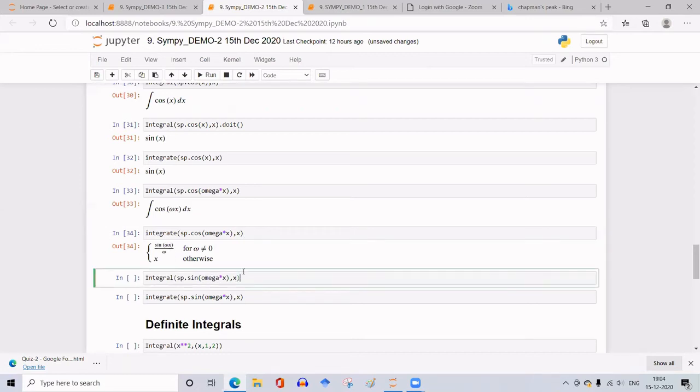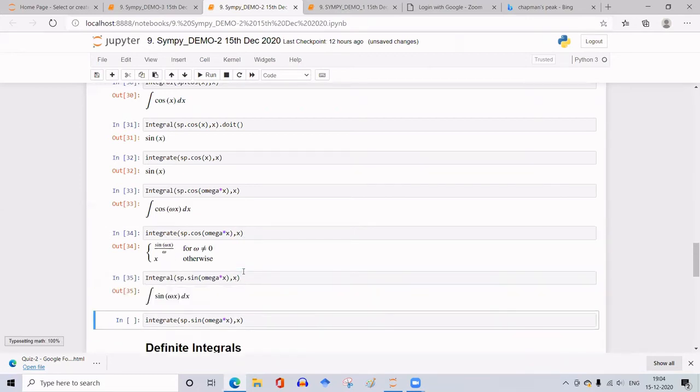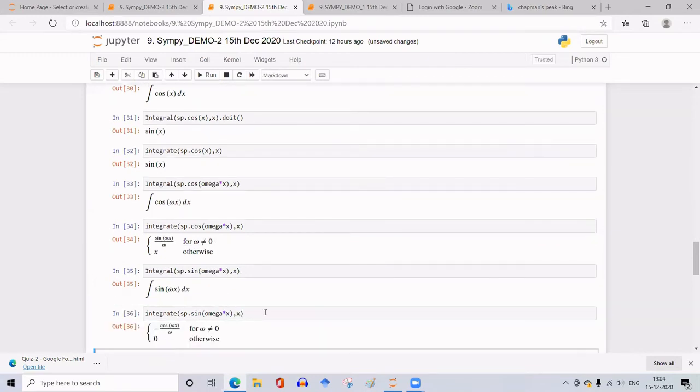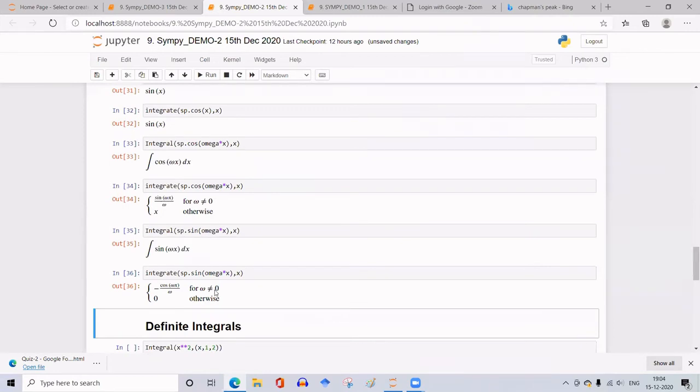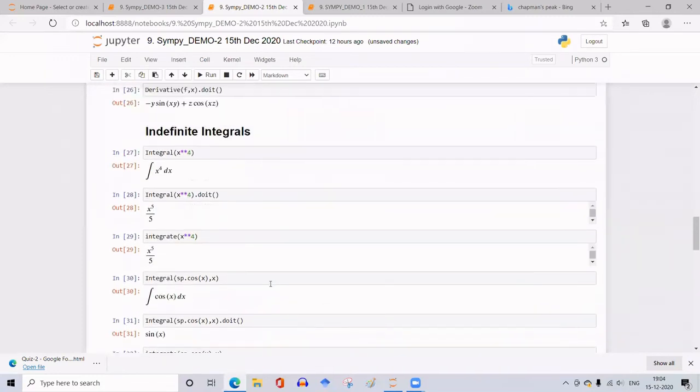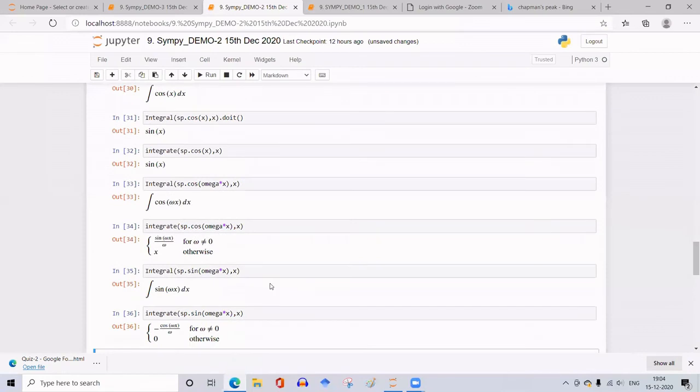Similarly for sine also, first in the symbolic form and then evaluating this. For omega not equal to 0: when omega is 0, what happens? Sine 0 is 0, so the integral is 0. If it is not equal to 0, it evaluates as minus cos omega x by omega. Is this clear? Indefinite integrals? Yes, ma'am.